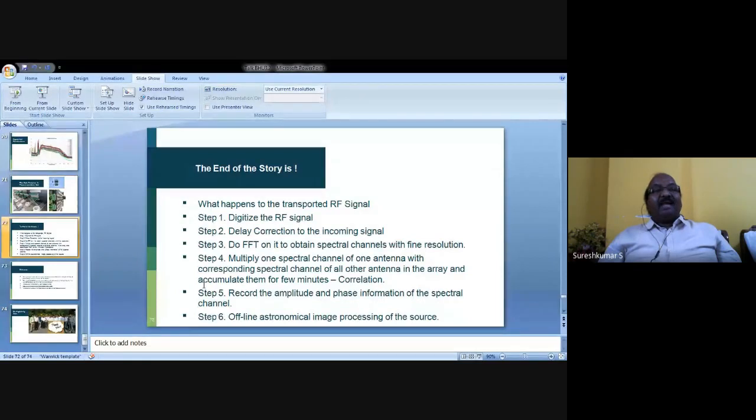You can carry a wider bandwidth through fiber. Naturally, a larger bandwidth means the observation time is less, because you see a larger bandwidth at a time. You don't need to scan for various frequencies.